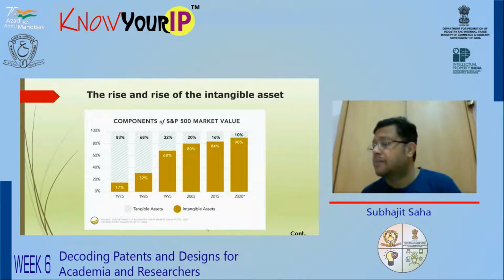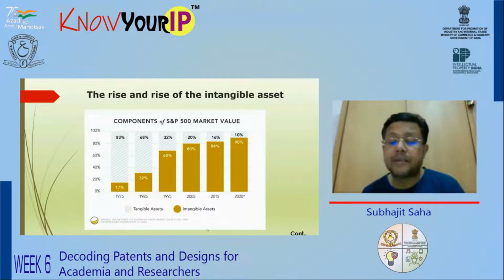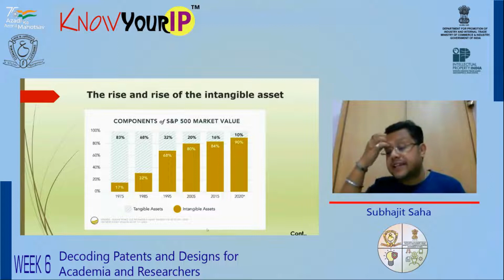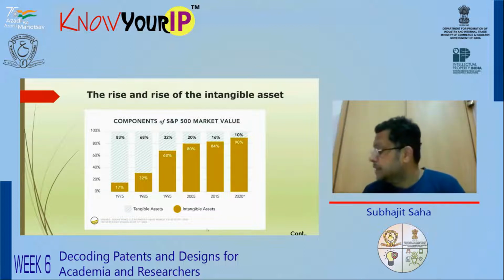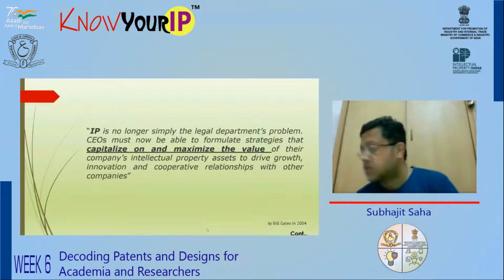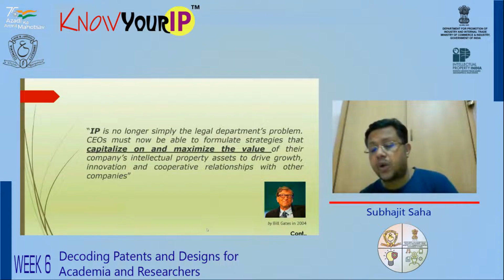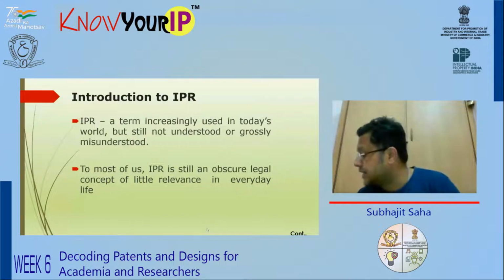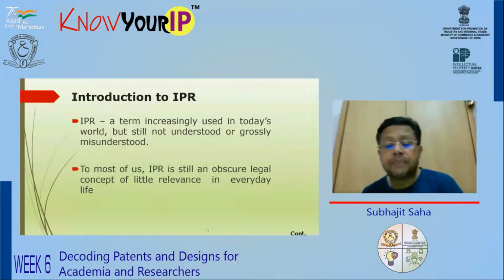Of course, for shop floor people who are actually producing and manufacturing, it's different. But for people who are looking into other aspects, whether it is preventive maintenance or generating ideas or proposals, I think anything can happen from any corner. So that's how things are evolving. And the famous Bill Gates, we all know, had quoted that IP is no longer simply the legal department's problem. CEOs also must be able to formulate strategies that maximize the value of their company's IP assets to drive growth, innovation, and cooperative relationships with other companies. That tells us what such a big man meant, and how he transformed the entire thinking process, and how the vision of Microsoft and new companies started.